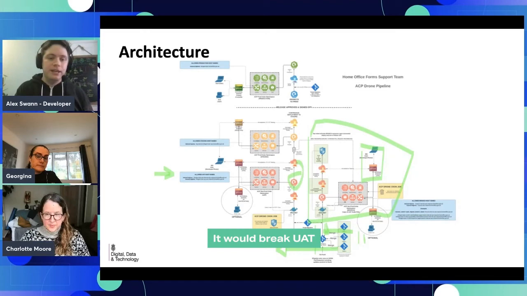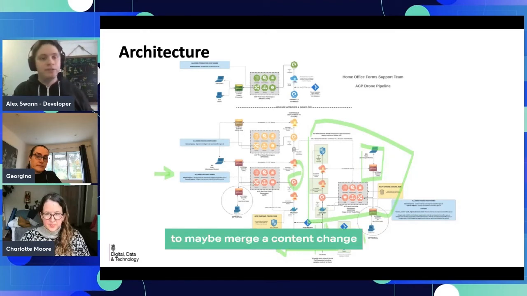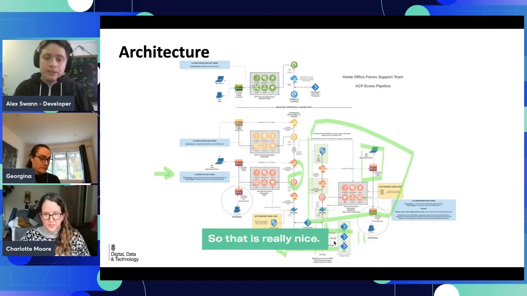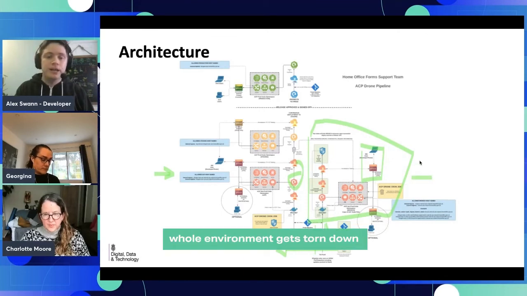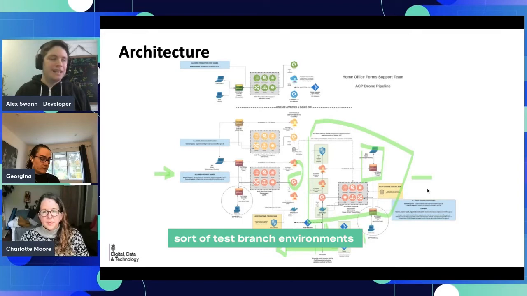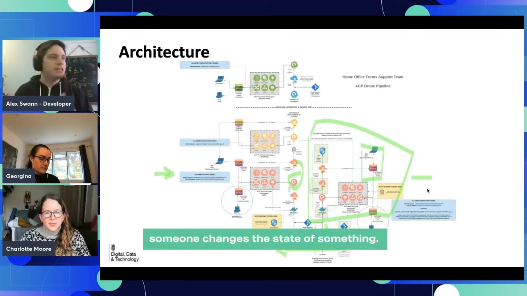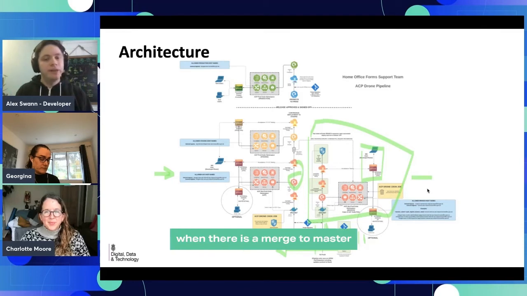It would break UAT, and then it would prevent other people from being able to maybe merge a content change and get that deployed to production, which should be quick and simple. So that is really nice. And when they do merge to master, this whole environment gets torn down, and there's a weekly cron job to clean up test branch environments in case someone changes the state of something and that gets missed when there is a merge to master.